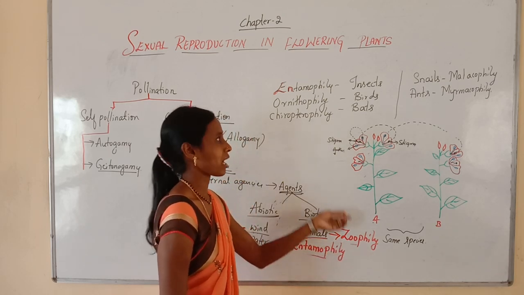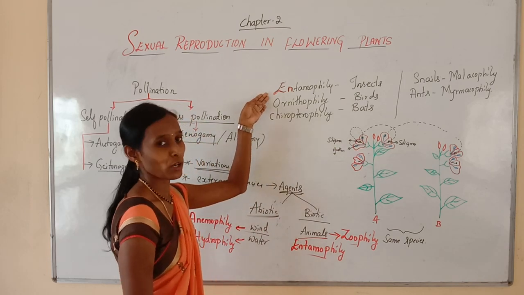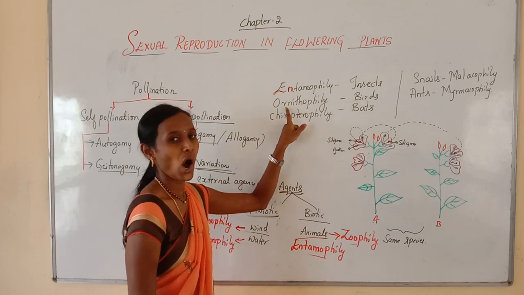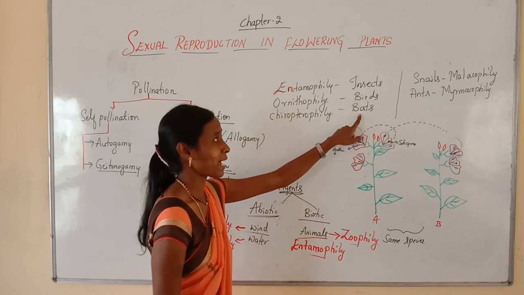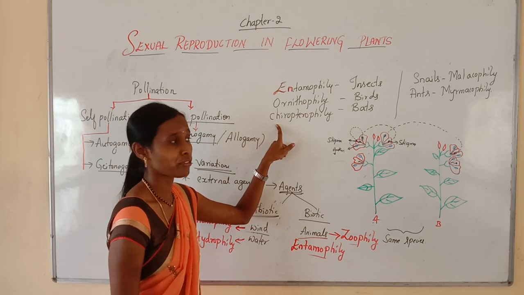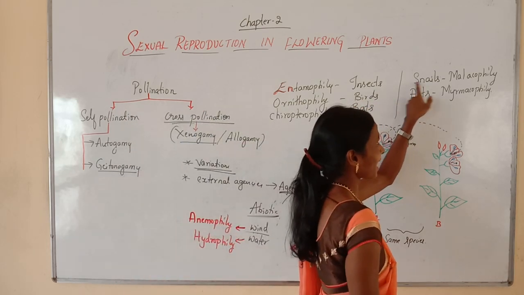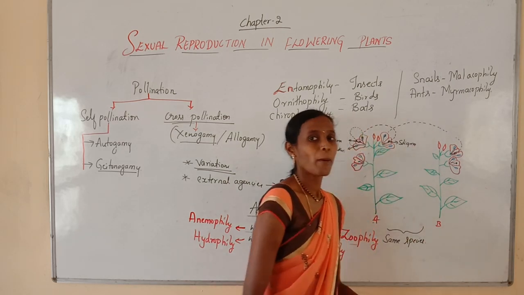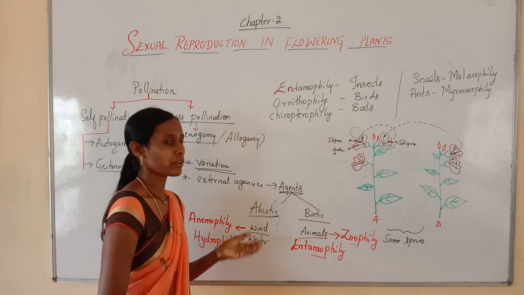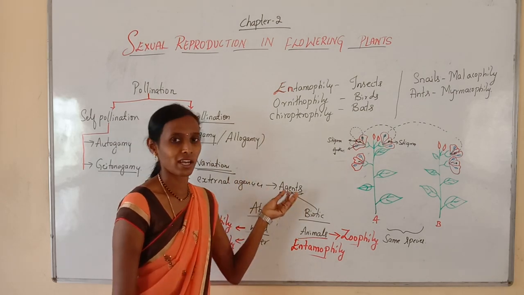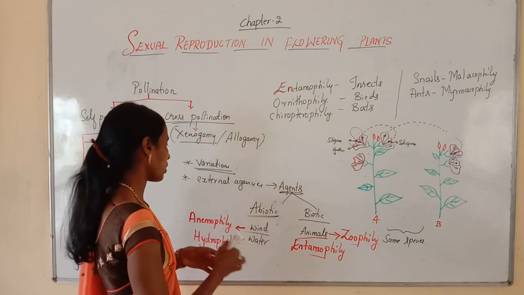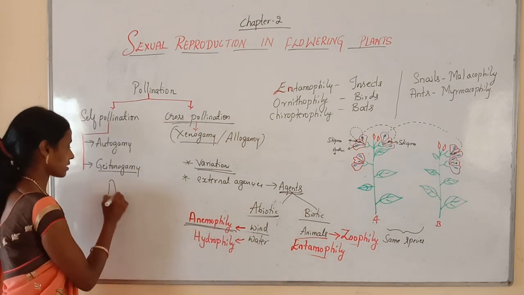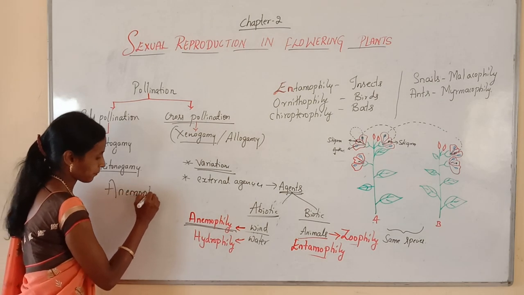Again, under zoophily we have different types. Entomophily, the pollination by insects. Pollination by birds is called ornithophily. Pollination by bats is called chiropterophily. Pollination by snakes is called melopophily. And pollination by ants is called myrmecophily. We will be discussing all these agencies in detail. Firstly, we will be talking about anemophily.